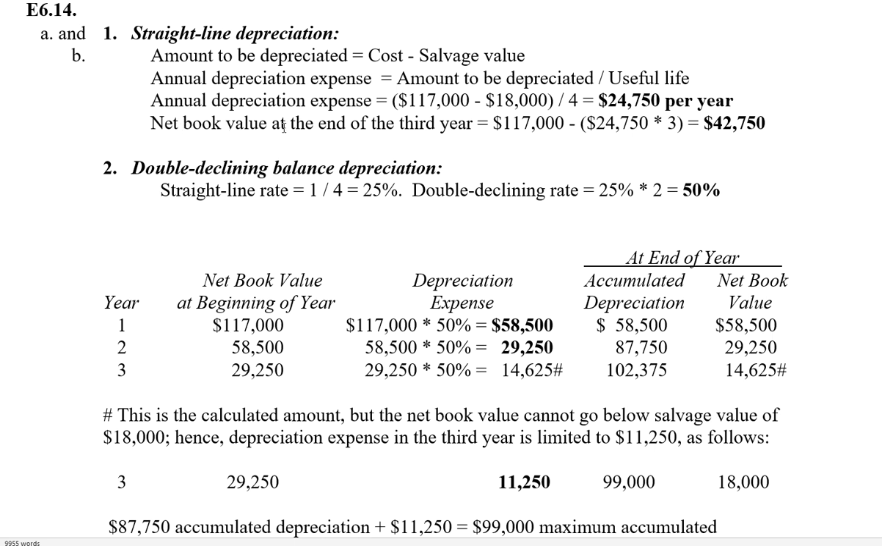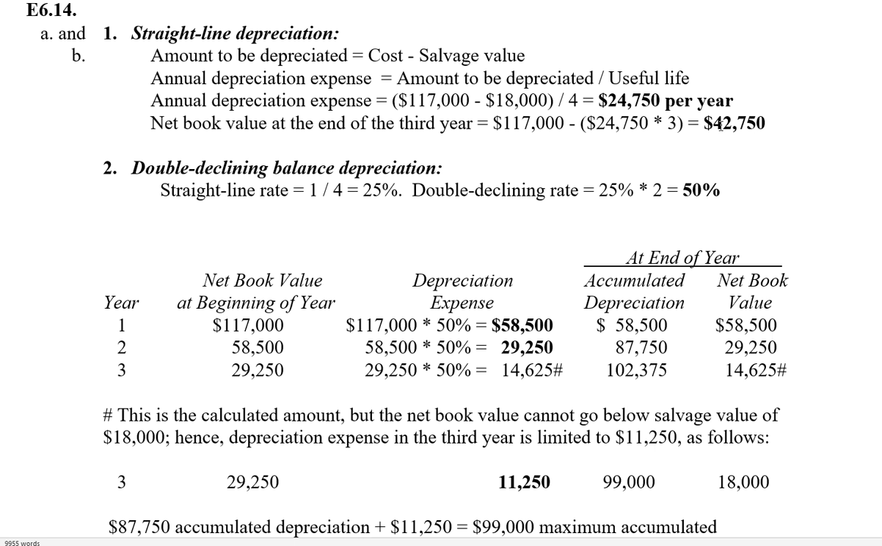So net book value at the end of the 3rd year would be 117,000 minus your amount per year that you're depreciating times 3. So you would be left with 42,750. Now, if you'll take special notice, this amount right here, 42,750, is 24,750 plus the salvage value. So that's what's left here.